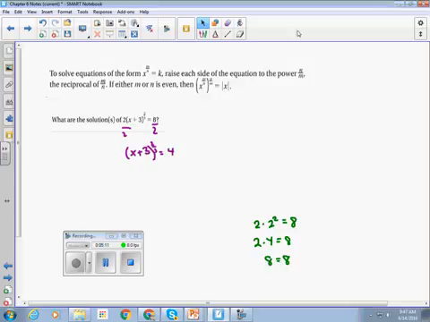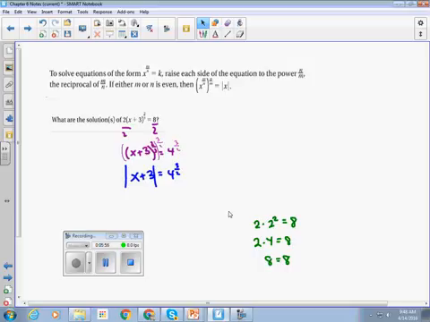This is the scenario that we were talking about up here. We have to raise both sides of the equation to the reciprocal power. So the reciprocal of 2/3 is 3/2. So we're going to raise both sides to the 3/2 power. And in this situation, if either m or n is even, so because I have a 2, I'm going to get x plus 3, but it's going to have absolute value. Absolute value of x plus 3 equals 4 to the 3/2.